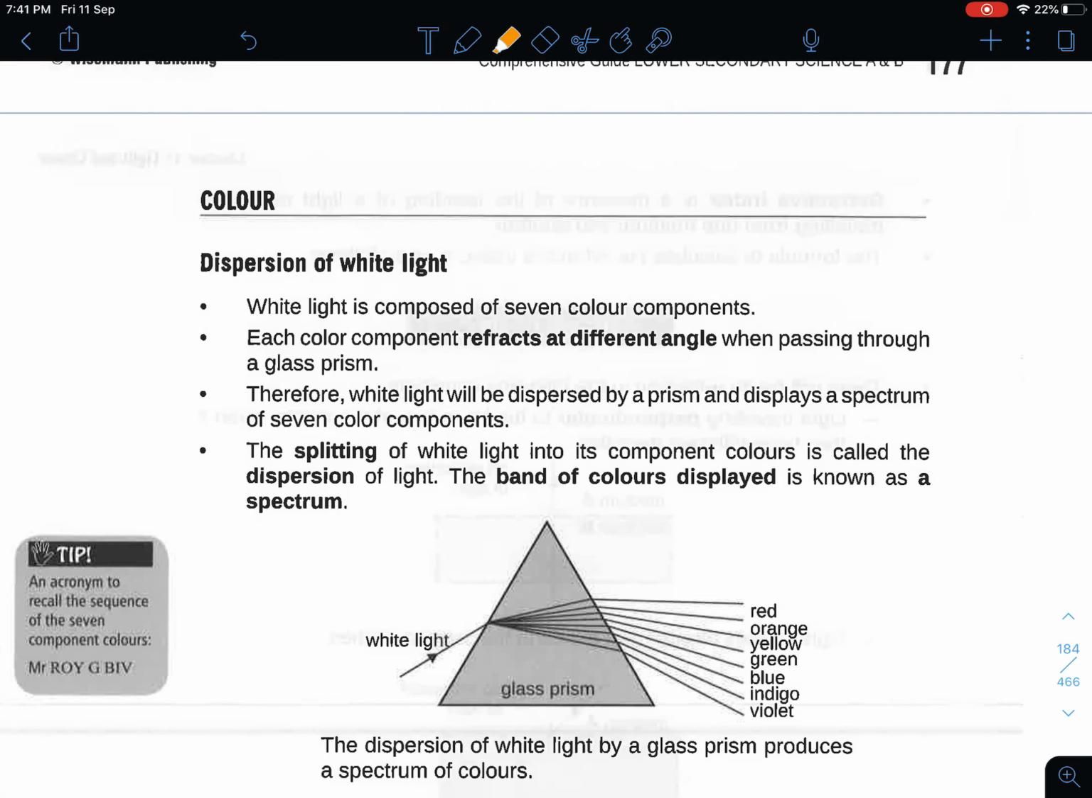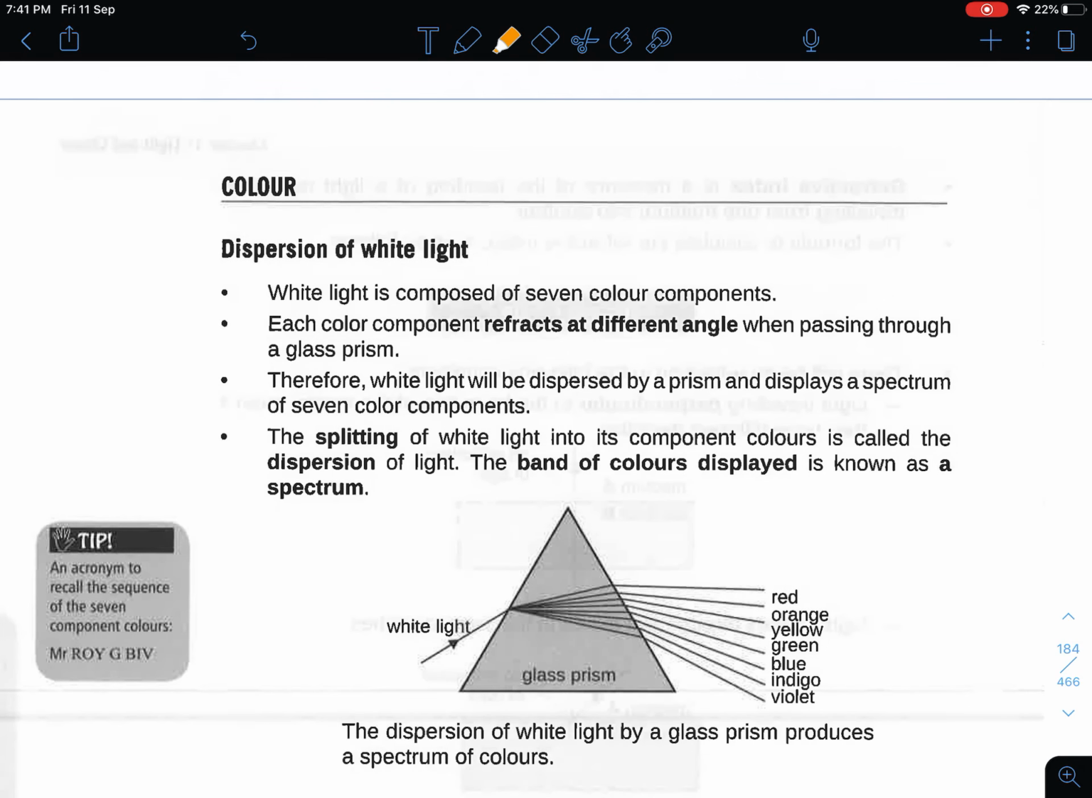And we will take a break from here. The next part we will be covering color.